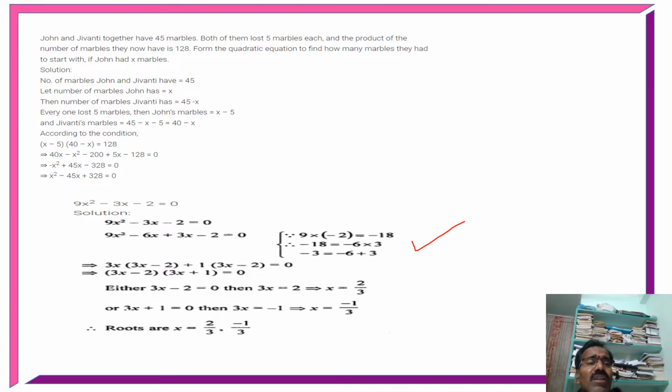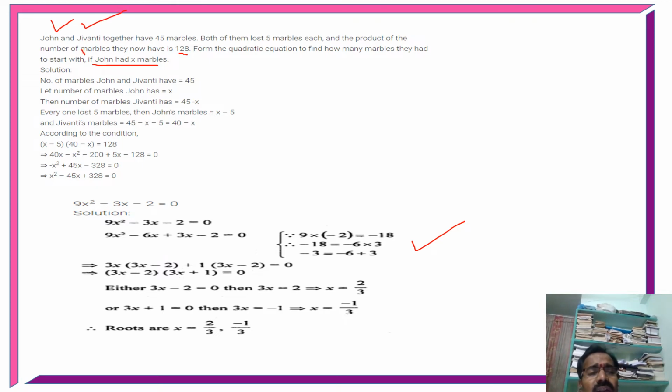The product of the number of marbles they have now is 128. Sorry, students, 128. From the quadratic equation, find how many marbles they have to start with, I mean to find the number of marbles with John and Jivanti together at the starting stage.